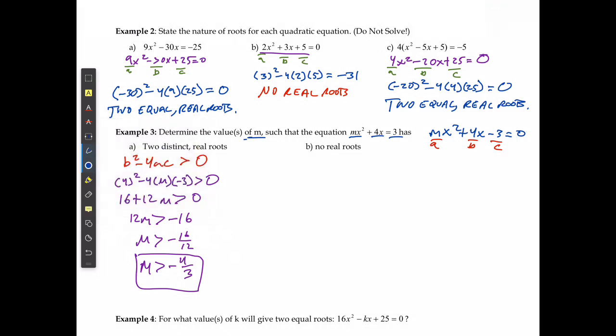If I want no real roots, I would do the same process, but I would just flip it. I would say that b squared minus 4ac would have to be less than 0. Or in this case, m would have to be less than negative 4 over 3. If I wanted 2 equal roots, then m would have to be exactly equal to negative 4 over 3.